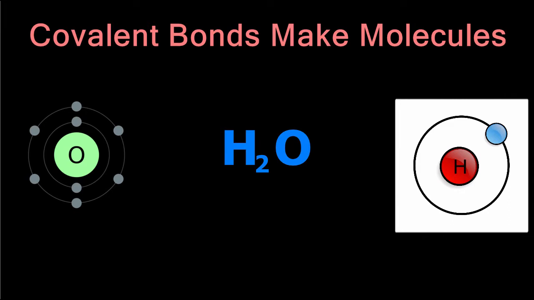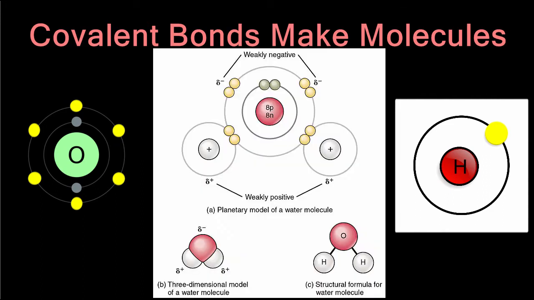You can see that oxygen has 6 electrons in its outer orbital. This second orbital can hold up to 8 electrons, and so oxygen wants 2 more electrons in order to make that orbital full. Hydrogen has only 1 electron in its outer orbital. That first orbital can hold up to 2 electrons, and so hydrogen wants 1 more electron in order to be happy. The solution is for oxygen to share electrons with 2 hydrogen atoms.